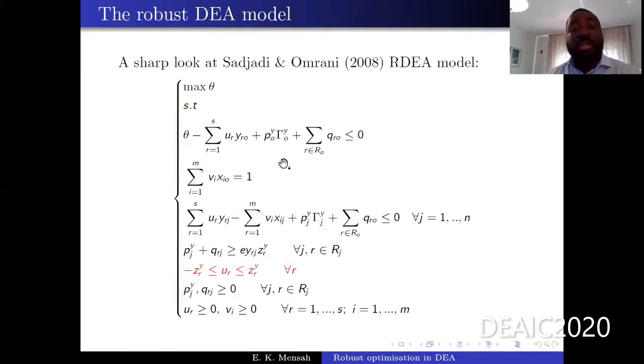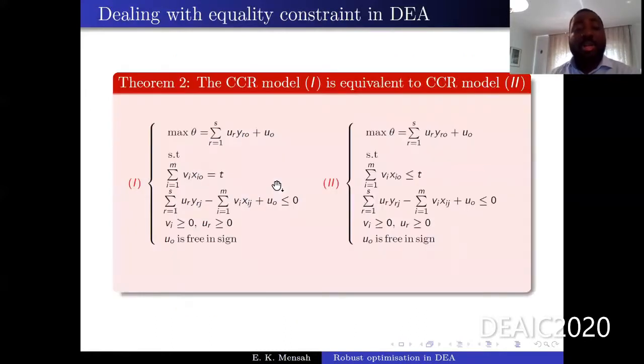Now, because of this, it became difficult for the researchers to consider uncertainty in the normalization constraint. And what we can do is to look at the normalization constraint, how we can formulate it into an inequality constraint. And we do so by using this model that we propose. So we propose an alternative model for the CCR where the normalization constraint is an inequality form.